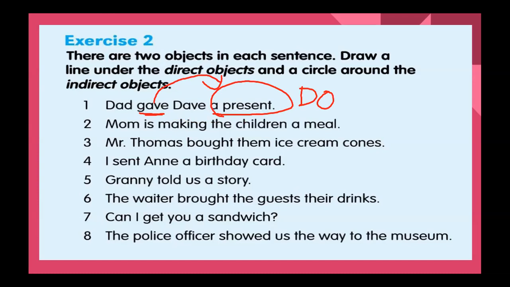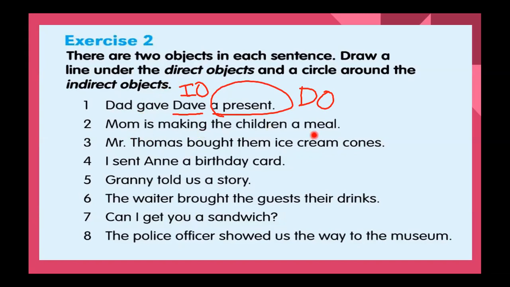Alright, किसको दिया है? For whom? Dad has given a present. Dave. So Dave becomes the IO, indirect object. Clear? Is it clear, sisters? Okay, ma'am. Okay.